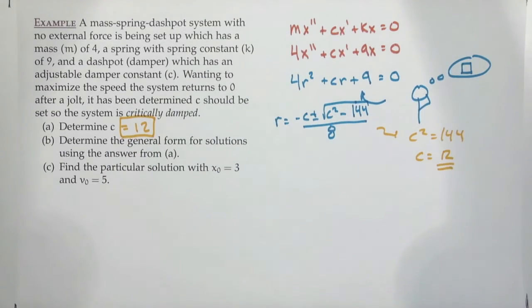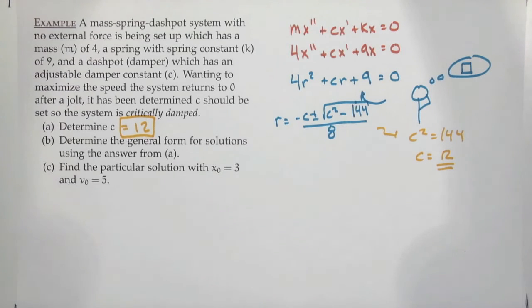Now you might say, what about negative 12? Well, our damper constant is a positive thing, not a negative thing. If you have a damper constant which is negative, you're going to have a bad day, because it's going to basically blow up if you let it run for a while. You can try it out.